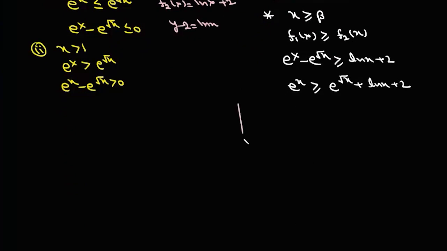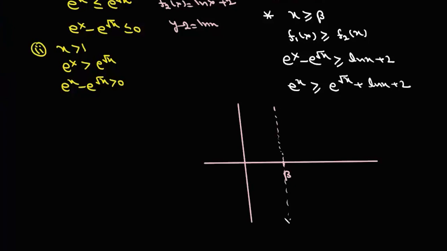So from here, if this is beta, then after beta the graph of e to the power x will always lie above the graph of e to the power root x plus log x plus 2.